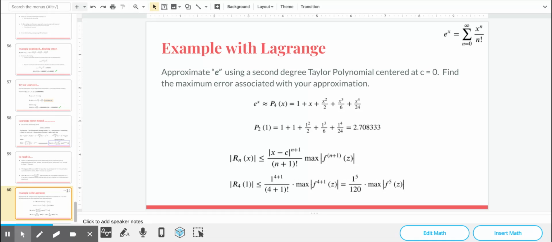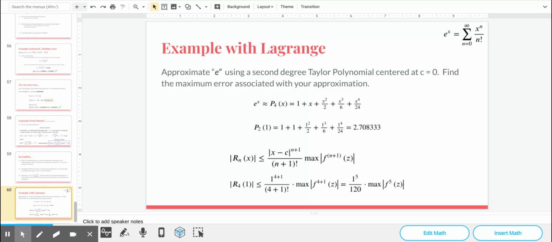Here's a quick example. Again, we're not going to get into this a whole lot more. And it's actually, as you'll see, kind of a silly example, but I just want to wrap your heads around this a little bit. What I want to do is approximate e, so e to the first, the actual number e, using a second degree Taylor polynomial centered at c equals 0. So in this case, I'm using e to the first. So the input value that I want to use for approximation is 1. I'm centering my Taylor polynomial at 0.